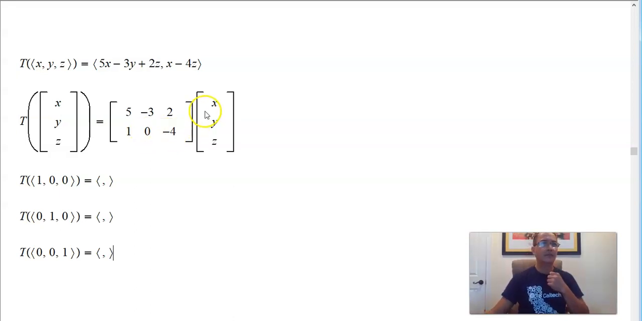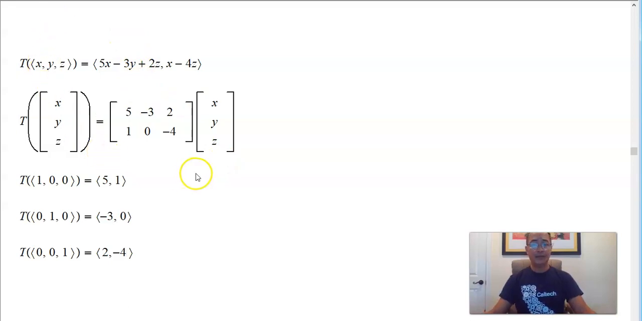So what about 1, 0, 0? You multiply column 1 by 1, the other two columns do not contribute. So it's just 5, 1. Okay, how about 0, 1, 0? You take 1 times column 2, the other two columns don't contribute. So we get minus 3, 0. 0, 0, 1. You take 1 times the third column, the other two columns do not contribute. So we get 2, minus 4.